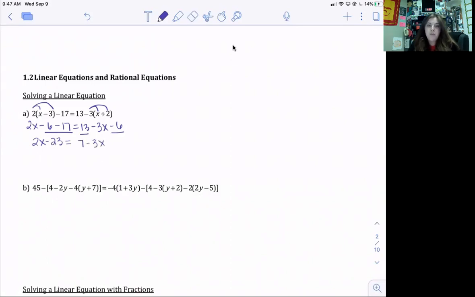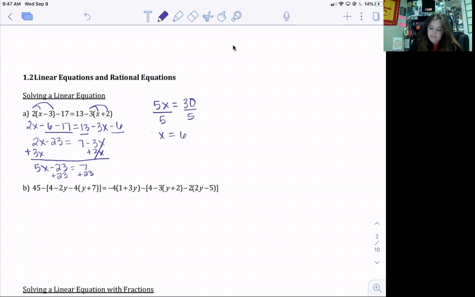Now we want to get the variable moved to the same side. So I'm going to add 3x and move it to the left. So now we have 5x minus 23 equals 7. And then we're going to add 23 to the right-hand side, so that we have our variable on the left and our number on the right. And then to get x by itself, we're going to divide by 5. So x equals 6.